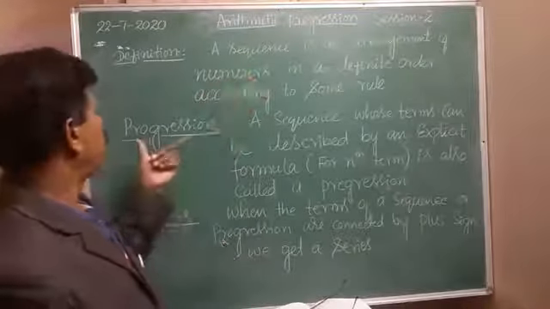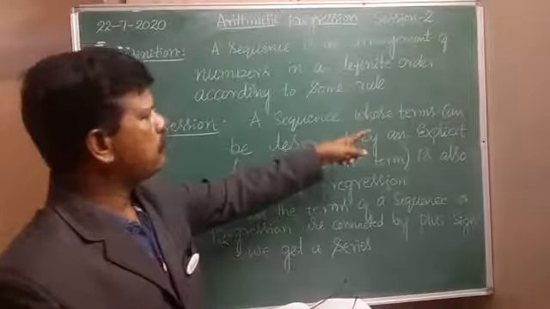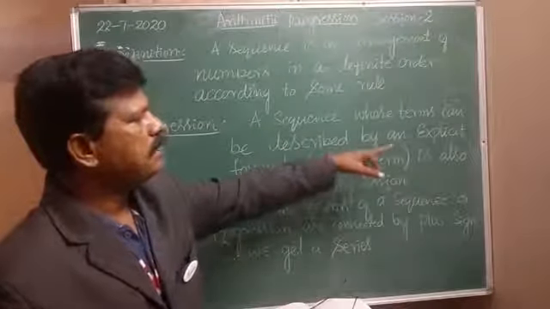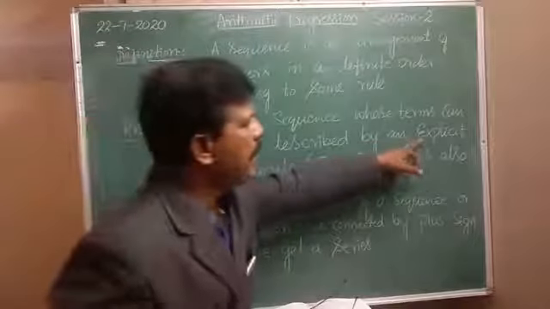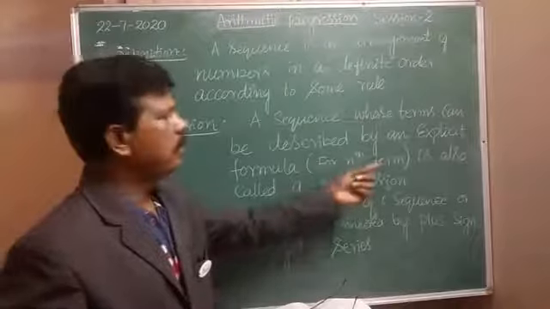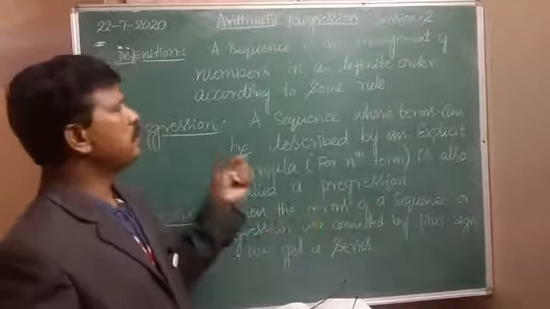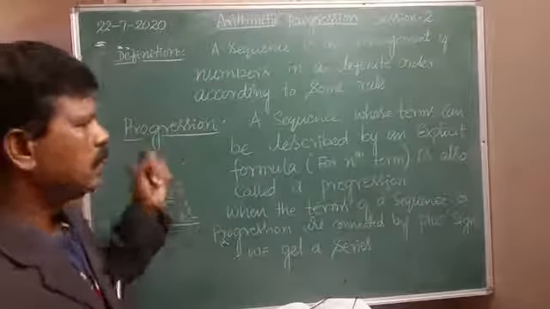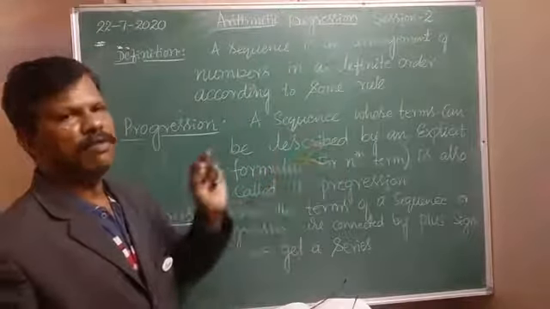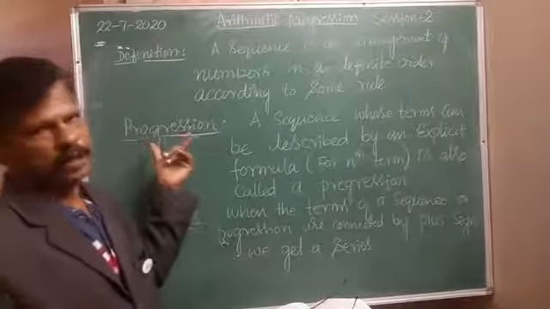Clear? Now, progression. A sequence whose terms can be described by an explicit formula for the nth term is also called a progression. So a sequence whose terms are described by the nth term, such sequences are called progressions.